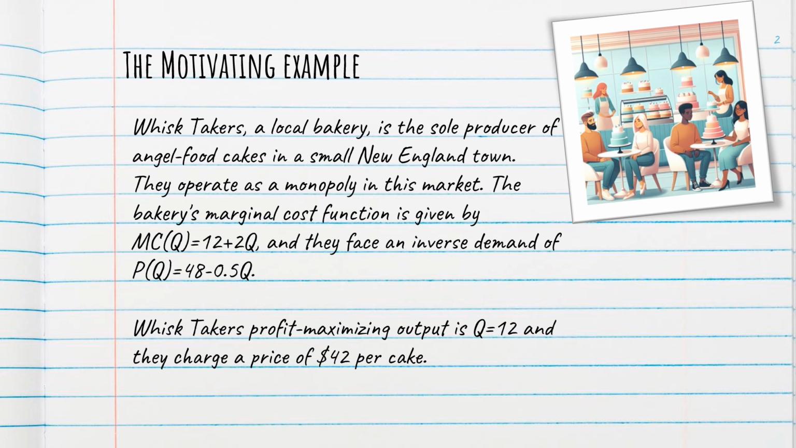Whisk Takers is a local bakery. They're the sole producer of angel food cakes in a small New England town, and as a result, they operate as a monopoly in this market. Their marginal cost function is given by 12 plus 2Q, and they face an inverse demand curve of P equals 48 minus 0.5Q. We're told that Whisk Taker's profit maximizing output is 12 and they charge a price of $42 per cake. Again, this is pre-tax, so this is the equilibrium in the absence of any taxation.